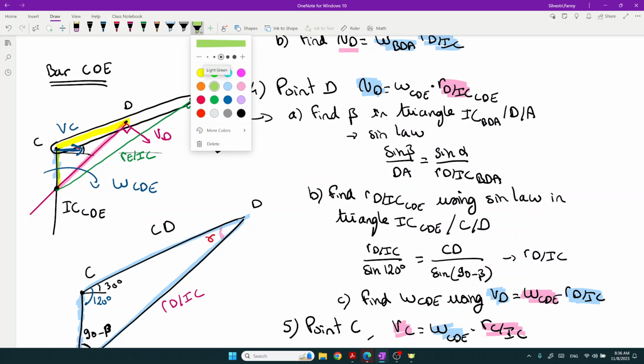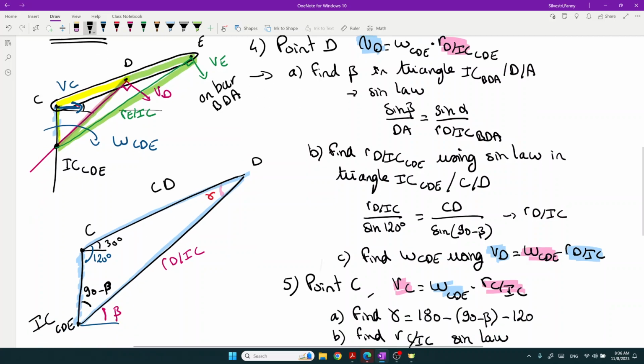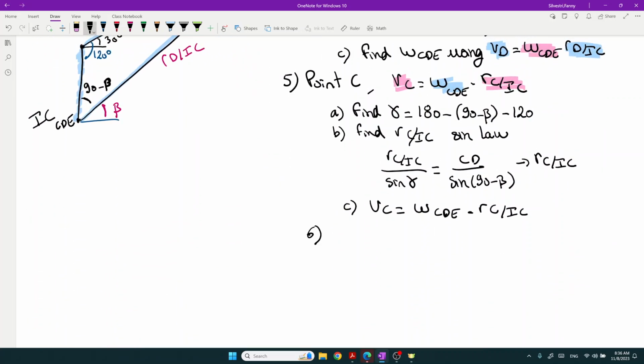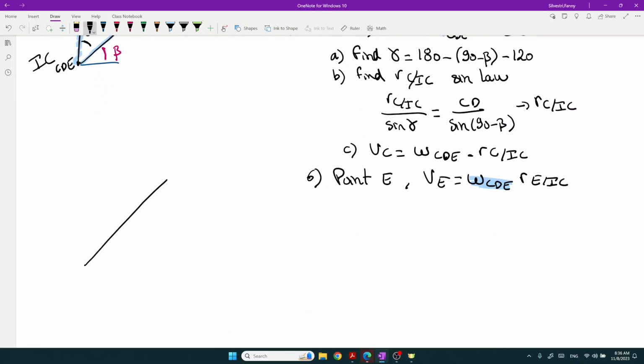Let's go into that triangle: IC, D, E, this one. Let me draw that triangle by itself. So we are at step 6, point E. We try to use the formula VE equals omega CDE times RE about IC. We know omega CDE. We need to find REIC. So my triangle, let me check how that looks. IC, D, E.